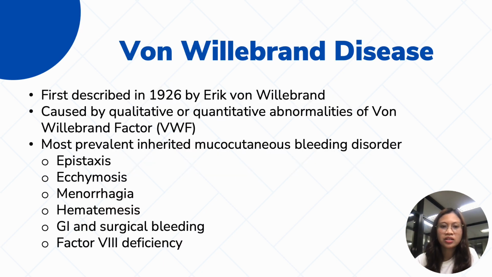example of a congenital or inherited coagulopathy is von Willebrand disease. This disorder got its name from the Finnish professor Erik von Willebrand, who first described the disorder. Von Willebrand disease, or VWD, is the most prevalent inherited mucocutaneous bleeding disorder caused by qualitative or quantitative abnormalities of von Willebrand factor.